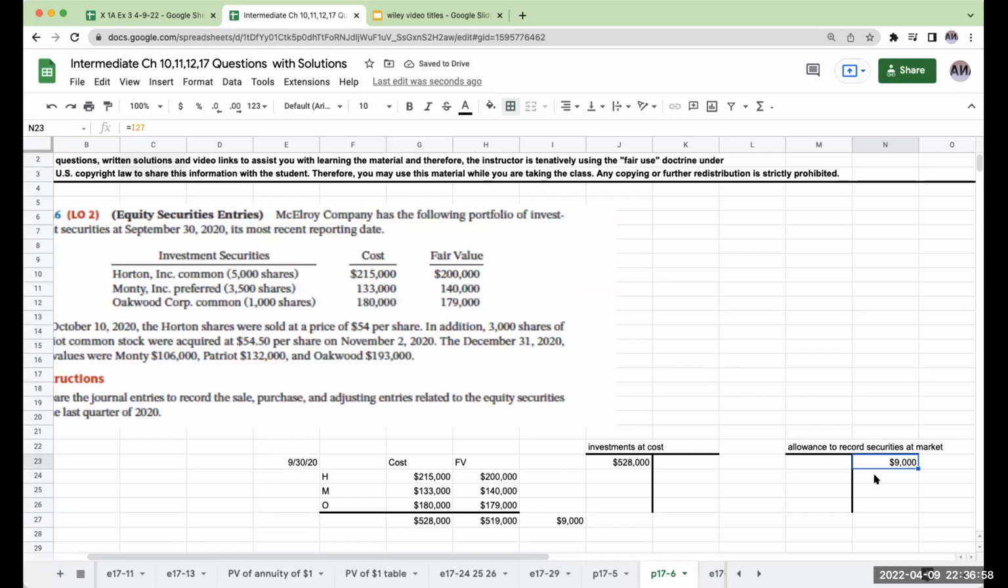Now, if there was nothing in here before, if this was the very first start, what you would see is an unrealized holding gain or loss on securities, and then you'd have allowance to record securities to market. I'm going to pause real quickly and show you something in terms of where this comes around.